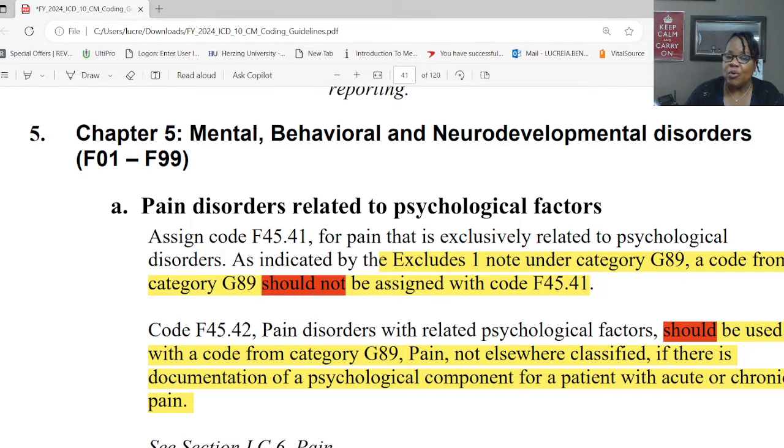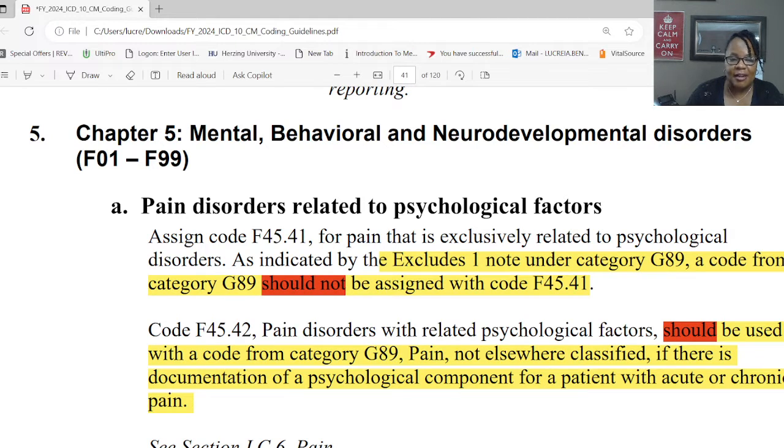So G89 should not be assigned with code F45.41. Code F45.42, pain disorders with related psychological factors, should be used with the code from category G89, pain not elsewhere classified, if there is documentation of a psychological component for a patient with acute or chronic pain.